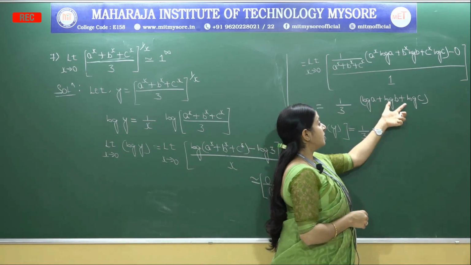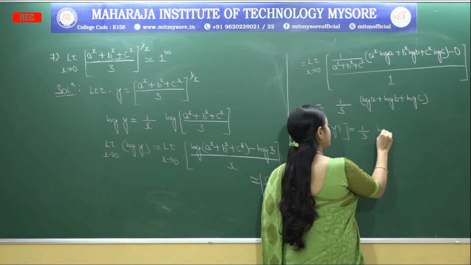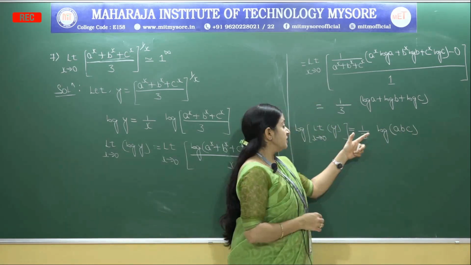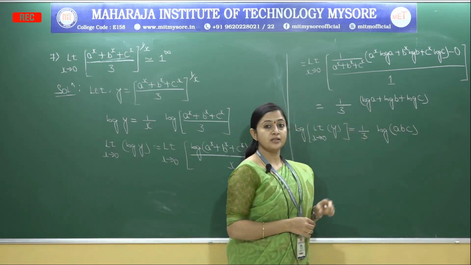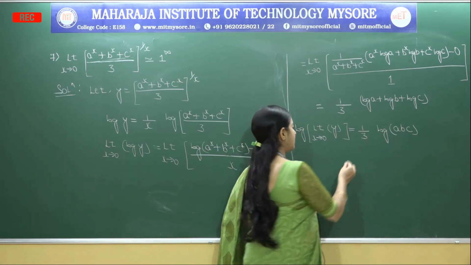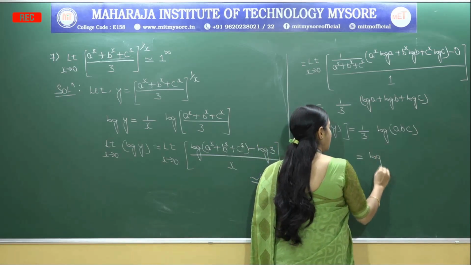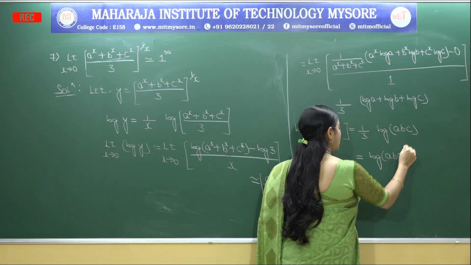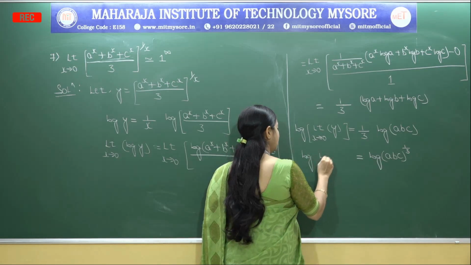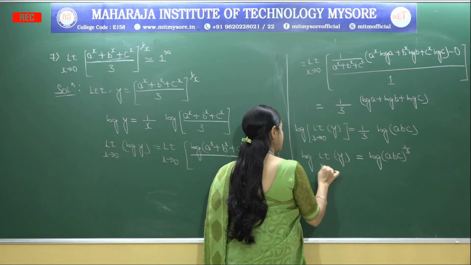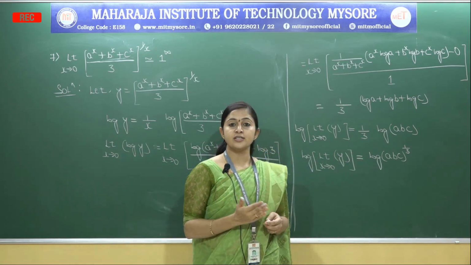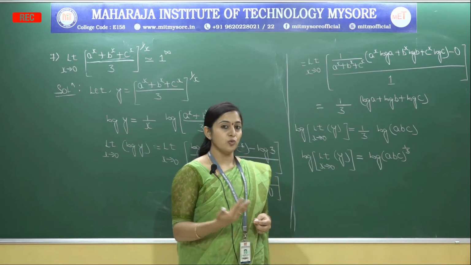You have the property log a plus log b plus log c can also be written as log of a, b and c. Since you have the multiplication of 1 by 3, apply the logarithmic property m log a, so you can also write this term as log of (abc) power 1 by 3. In the left part, you have the log with the limit of y as x tends to 0. Since on both the sides you have the logarithm, neglect the log on both the sides.